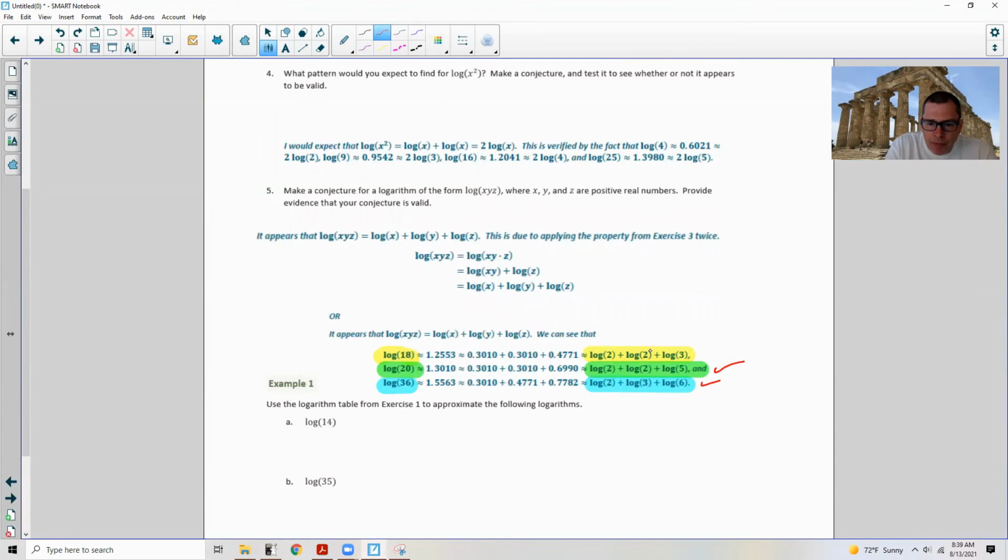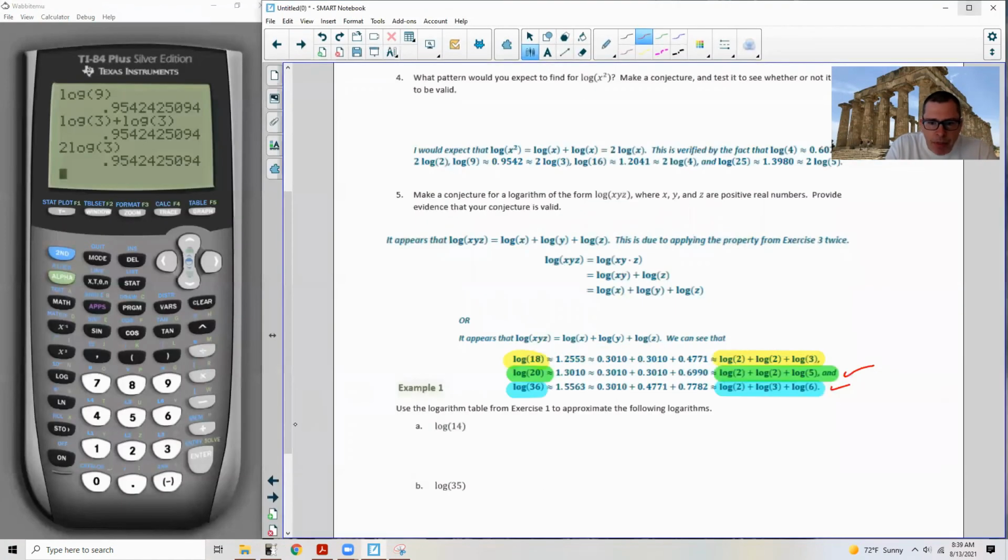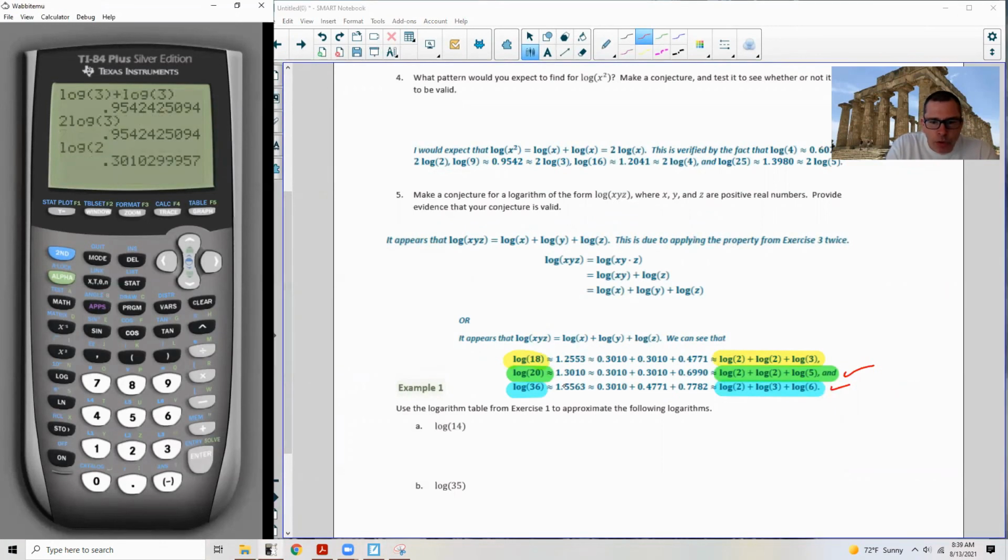So which did they mean? I brought my calculator out and I checked them. What is the log of 2? The log of 2 is 0.3010. The log of 3 is 0.4771. So these values are correct, but do they add up to 1.25? 0.3 plus 0.3 is 0.6. 0.6 plus 0.4 is 1.3 something. So there's a problem here.